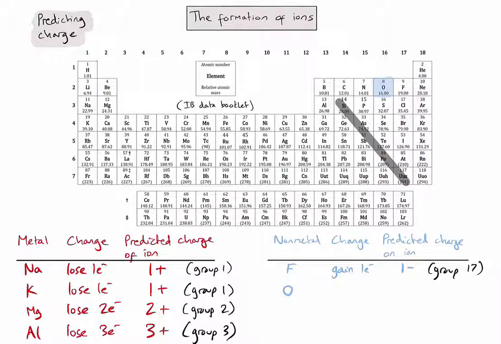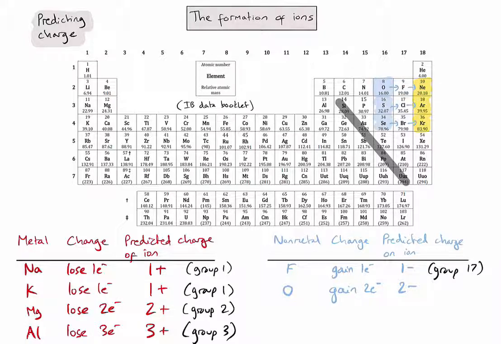As with fluorine, it's a non-metal, so it's going to gain electrons, in which case it's going to have to move 2 steps to the right before it gains the same number of electrons as my noble gas neon. Therefore, the charge on its ion will be 2 negative because it's gained 2 electrons. And this will be exactly the same for the other group 16 elements, sulfur and selenium.